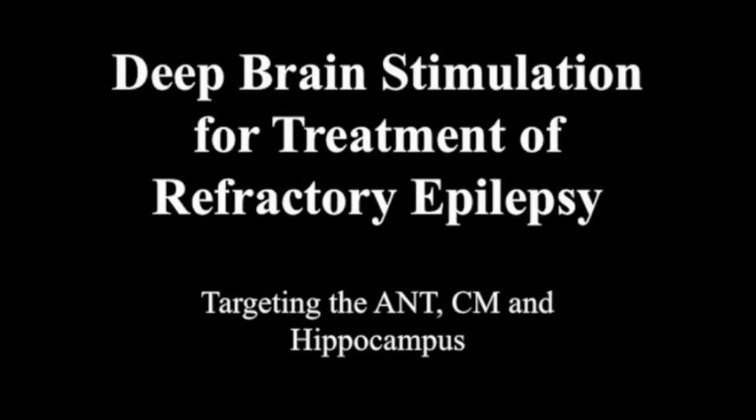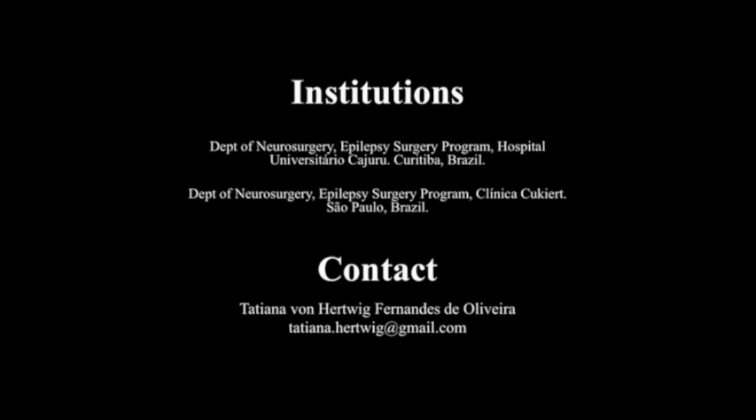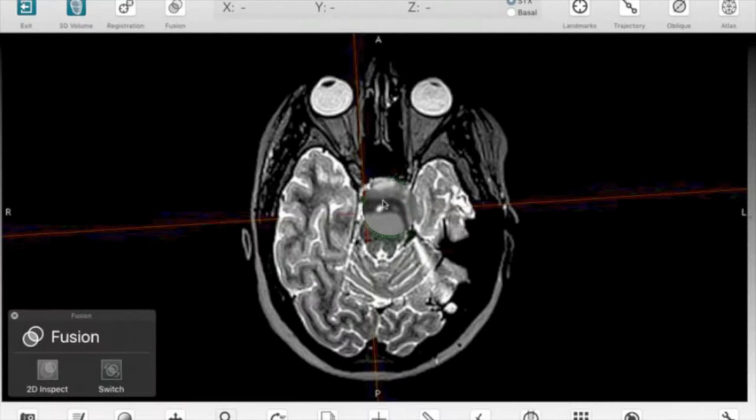This video describes the techniques for targeting the three most widely used structures in neuromodulation to treat refractory epilepsy. Our first target is the anterior nucleus of the thalamus.